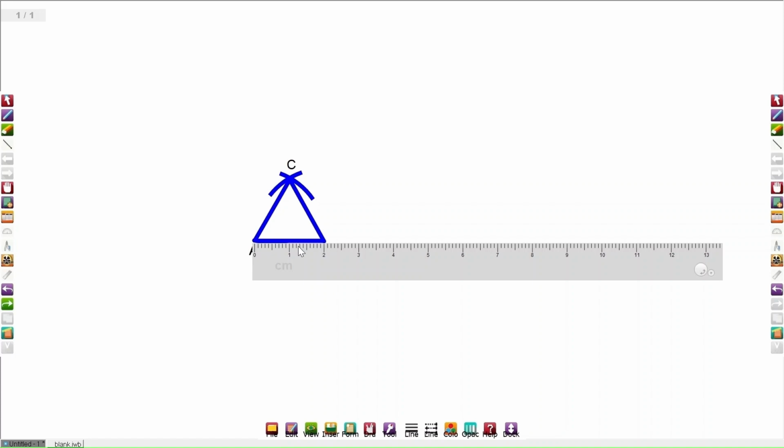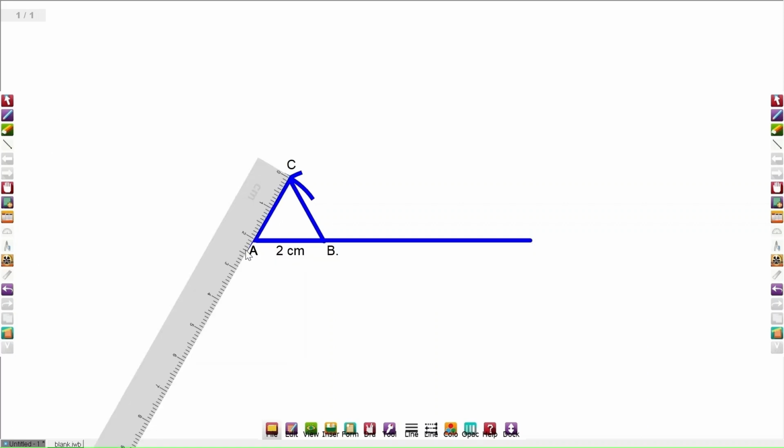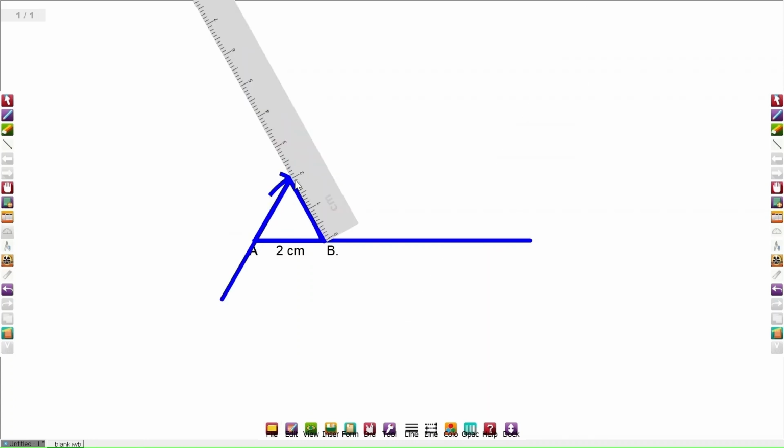Now extend AB by 6 cm. And we did extend AB by 6 cm. Extend CA by 2 cm. Extend BC by 4 cm. So we are extending AC by 2 cm, BC by 4 cm, and AB by 6 cm. And remember, 6 cm is actually the perimeter of the triangle.